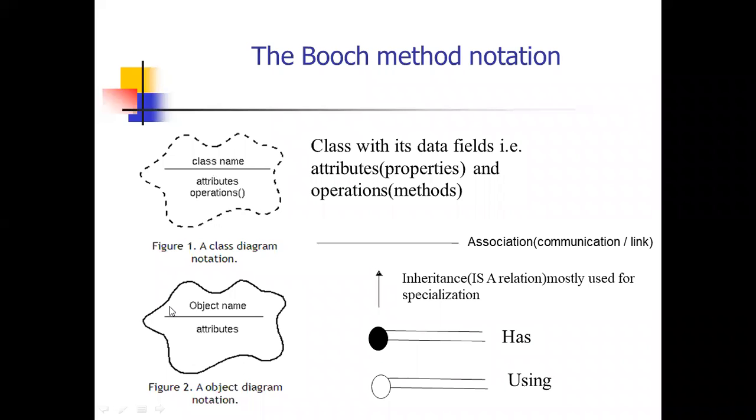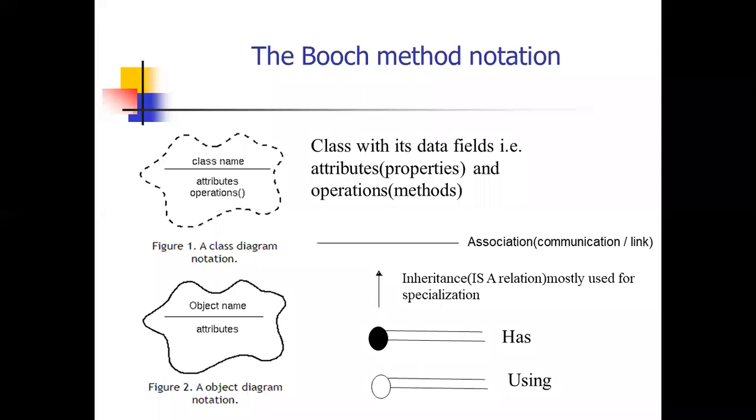And here you can see the notation for the object diagram. The difference between the class diagram notation and the object diagram notation is the dashed representation for the class diagram, and the plain representation for the object diagram. The object diagram consists of attributes here. Another notation is association, that is, communication or the link between the objects.